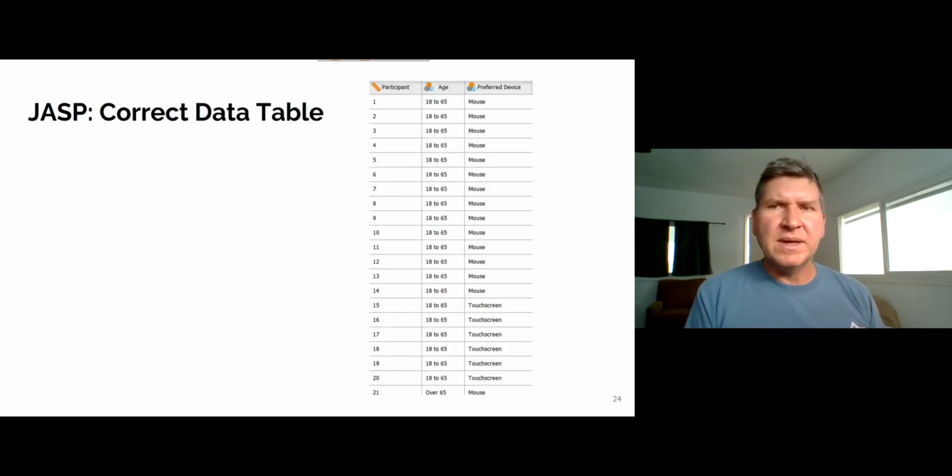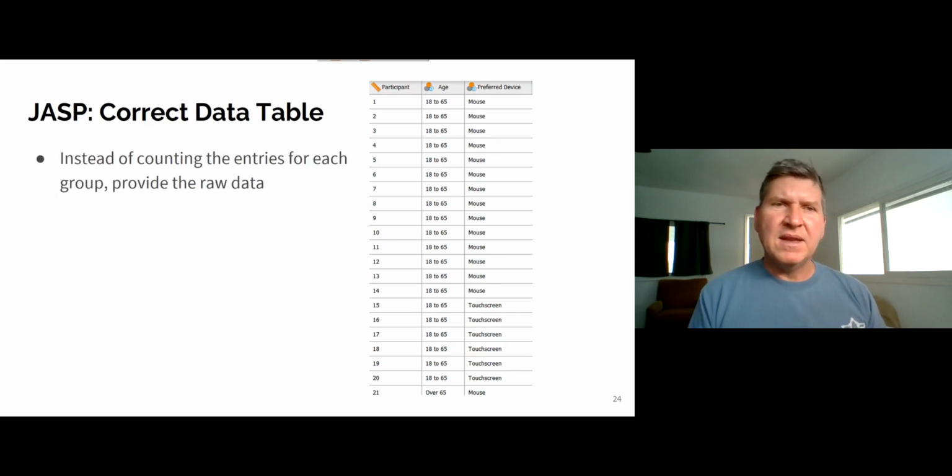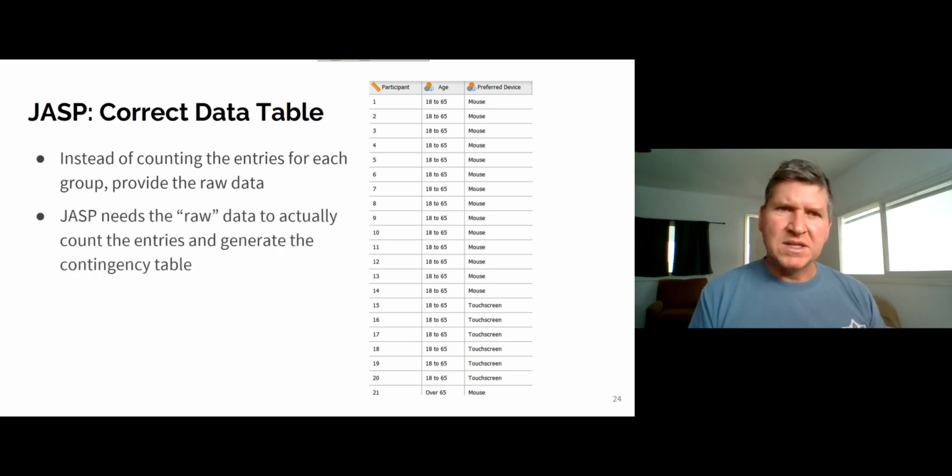Here's how we want to do it. We want to provide the raw data, which is also provided with this chapter. And this breaks down each of the 20 participants, or actually 21, their age, and also the preferred device that they have. This is in row format, and you can see here that this raw data is what we need in JASP. So it actually generates the contingency table from this.